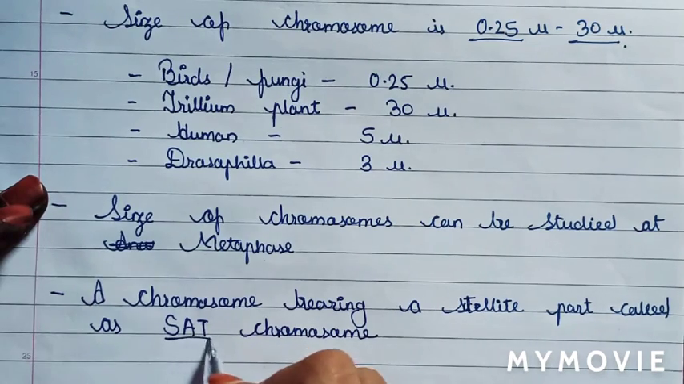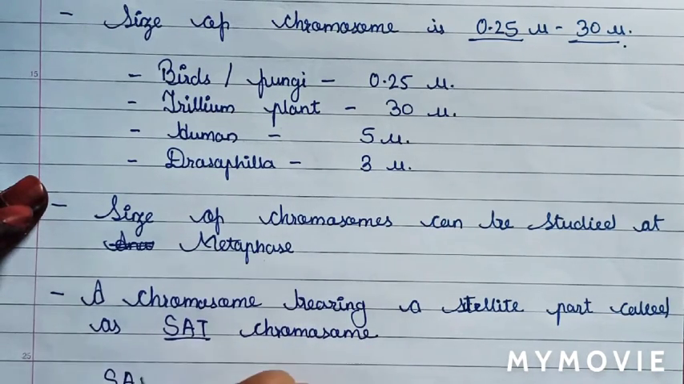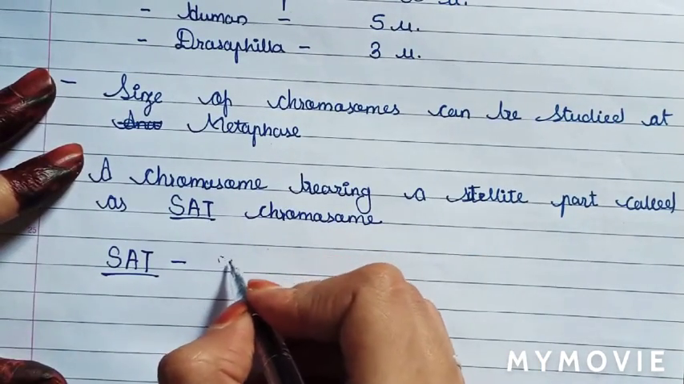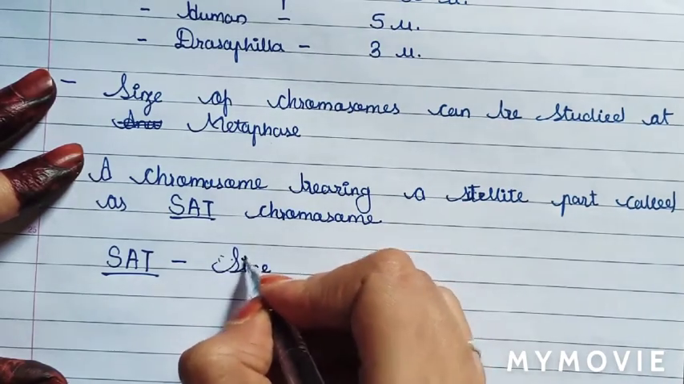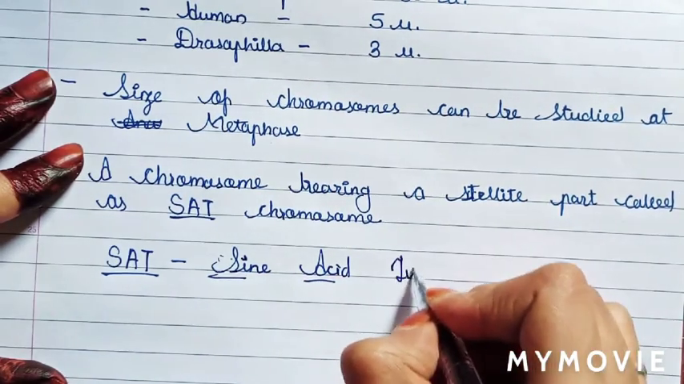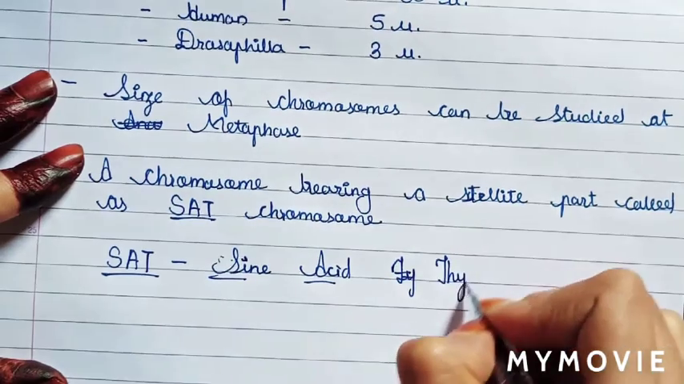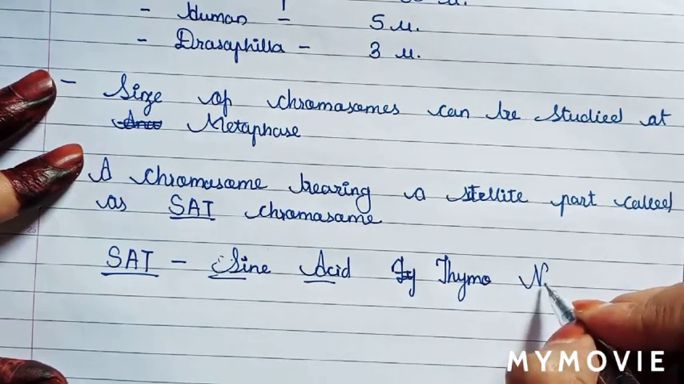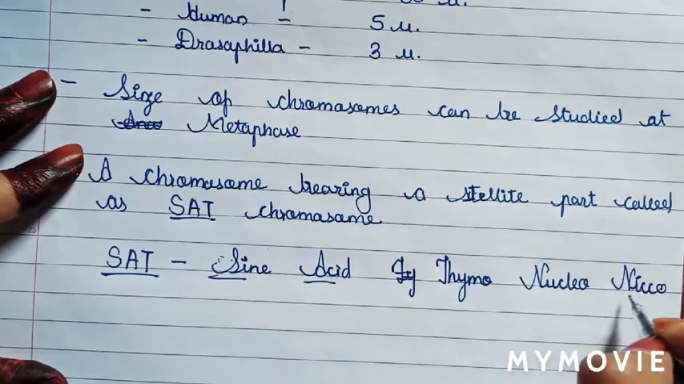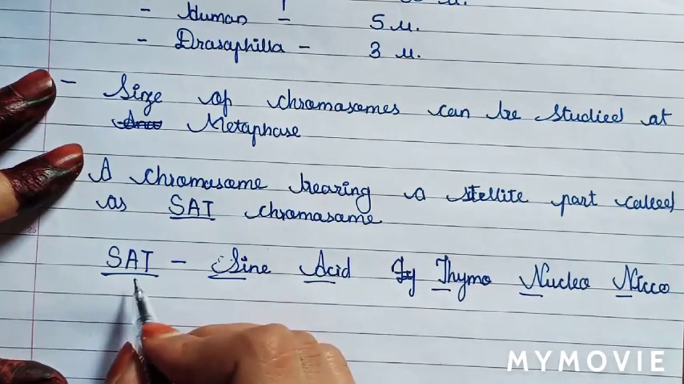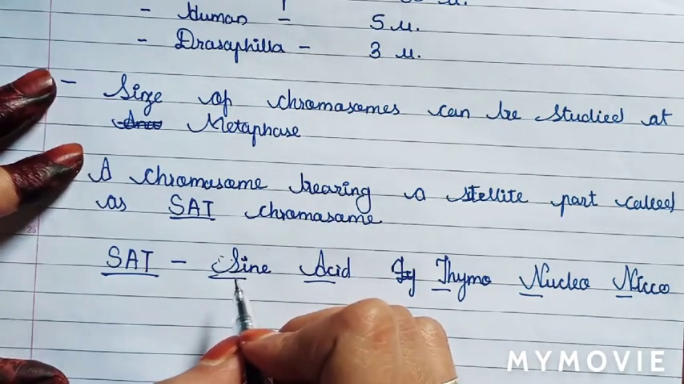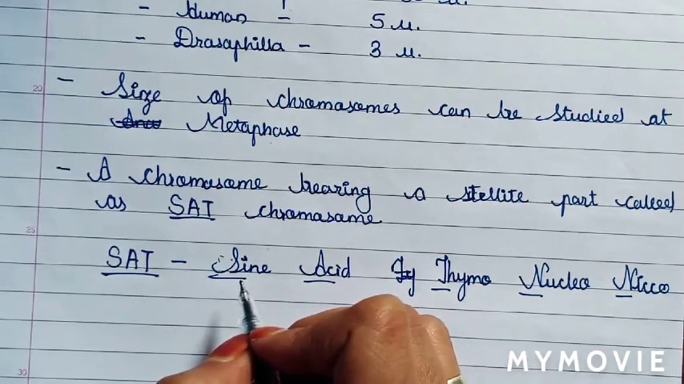And the full form of SAT chromosome is, we will write here, sine acid thymonucleonico. That is the full form of SAT. A chromosome that bears a satellite part is called a SAT chromosome, and the full form of SAT chromosome is sine acid thymonucleonico.